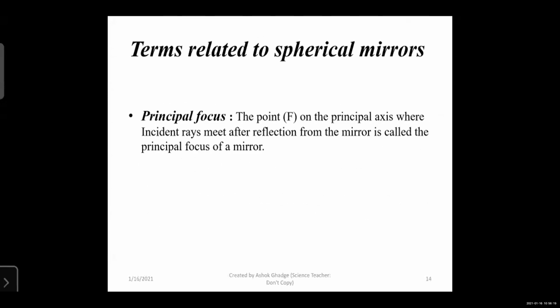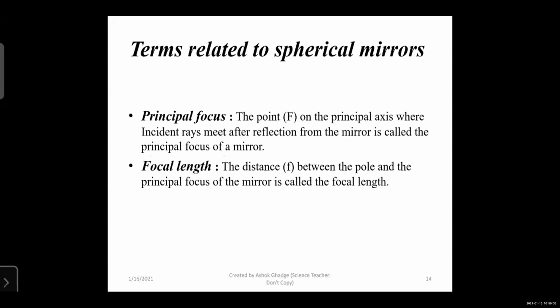Next, principal focus. It is the point on the principal axis where incident rays meet after reflection from the mirror, and is called the principal focus of the mirror. Focal length: it is the distance, small f, between the pole and the principal focus of the mirror. And the last one is pole. The center of the mirror surface is called the pole.